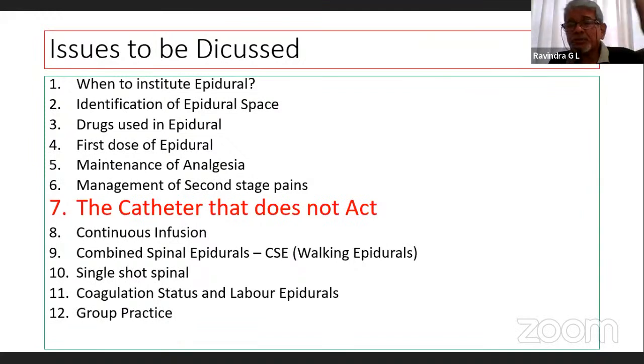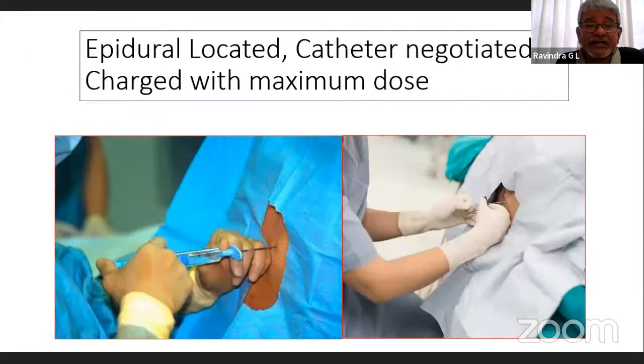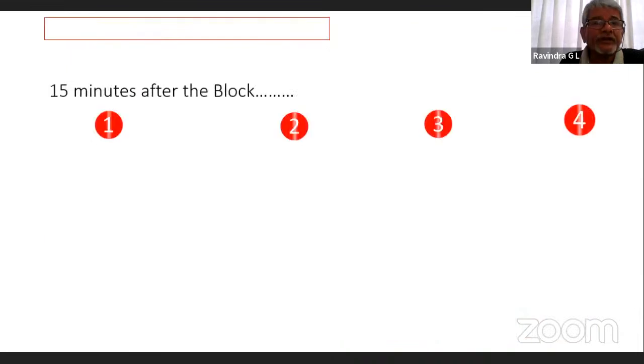Now, the next interesting point is the catheter does not act. What do you mean by the catheter that does not act? You have located the epidural space, the catheter is negotiated, and charged with the maximum dose. After having charged, what will happen? Now, 15 minutes later, there can be four possibilities.